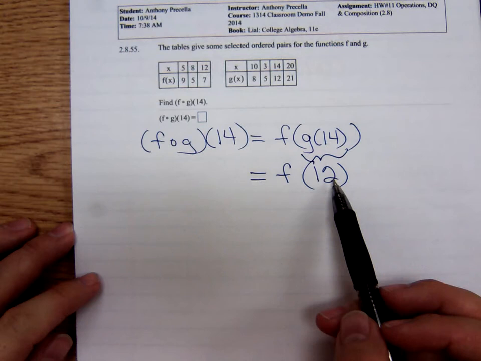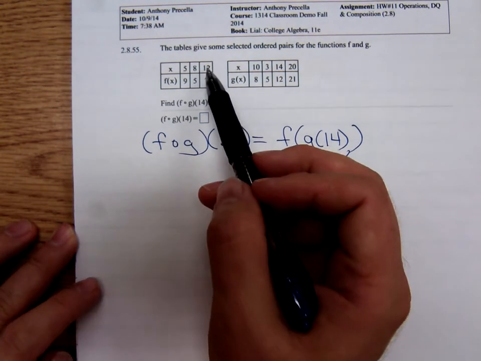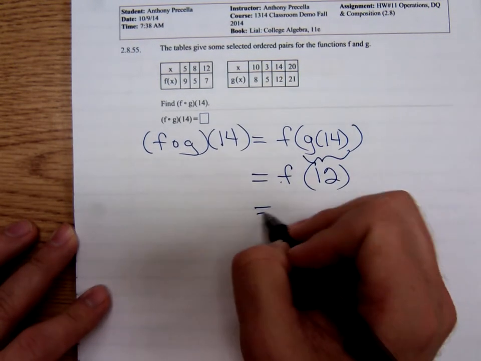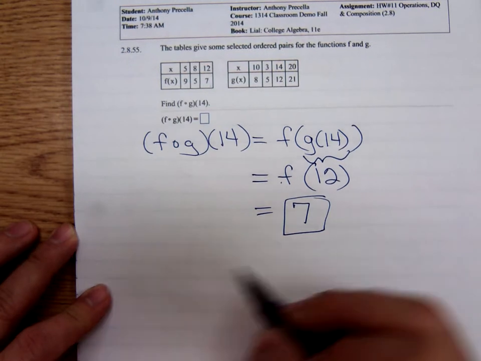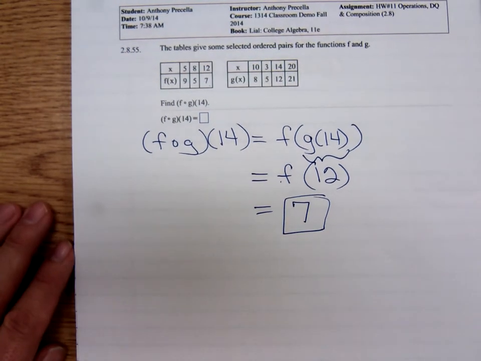Okay, you go to the f table. 12 is assigned to 7 for a final answer of 7. Any questions there?